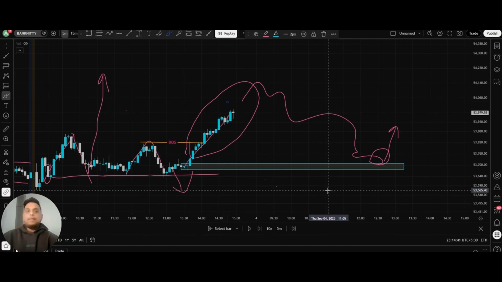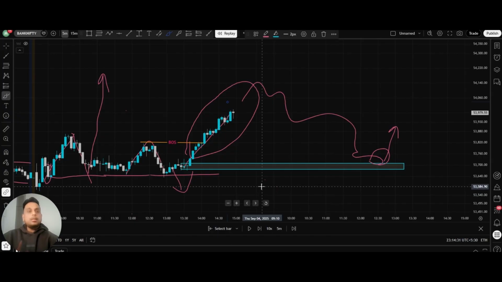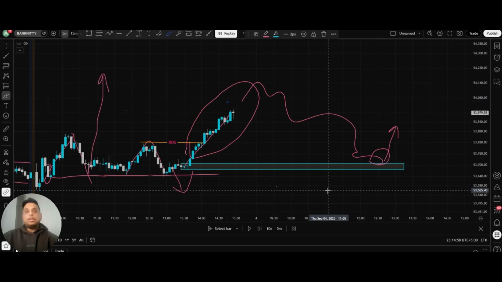Sometimes the market will not come back to retest. If that happens, I'm not going to chase. That trade was not for me. So let's run this chart and see if we got an opportunity. Now we are going to wait patiently for the market to come back and retest our zone.